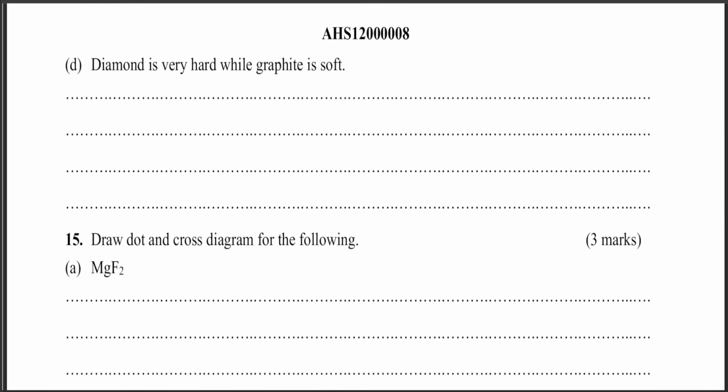Question D, diamond. Diamond is very hard while graphite is soft. Now, the reason why diamond is very hard, let me just describe the general reason. Diamond is bonded using covalent bonds between carbon atoms. The beauty of diamond is that all the atoms are bonded with the help of covalent bonds. There are no intermolecular forces, no van der Waals forces here.